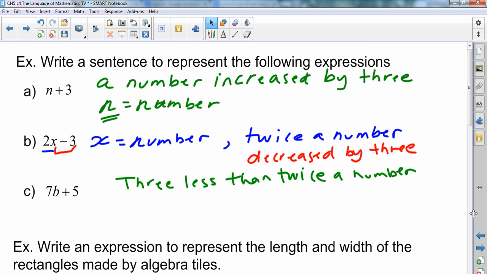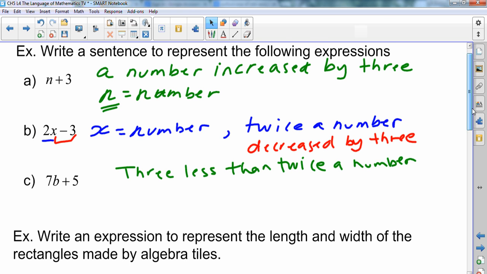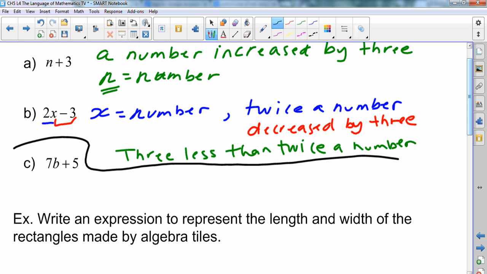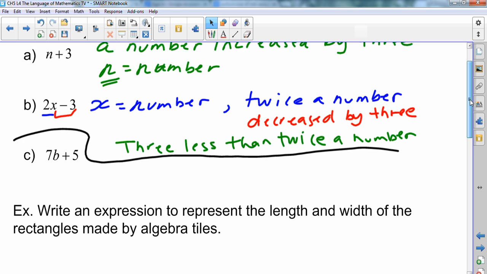So the words don't always have to be in the same order as the expression. Just because 2x comes first doesn't mean it necessarily comes first when we put it in words. Okay, and then the third one, I will let you try something for that one on your own, but make sure that you're identifying what B stands for.